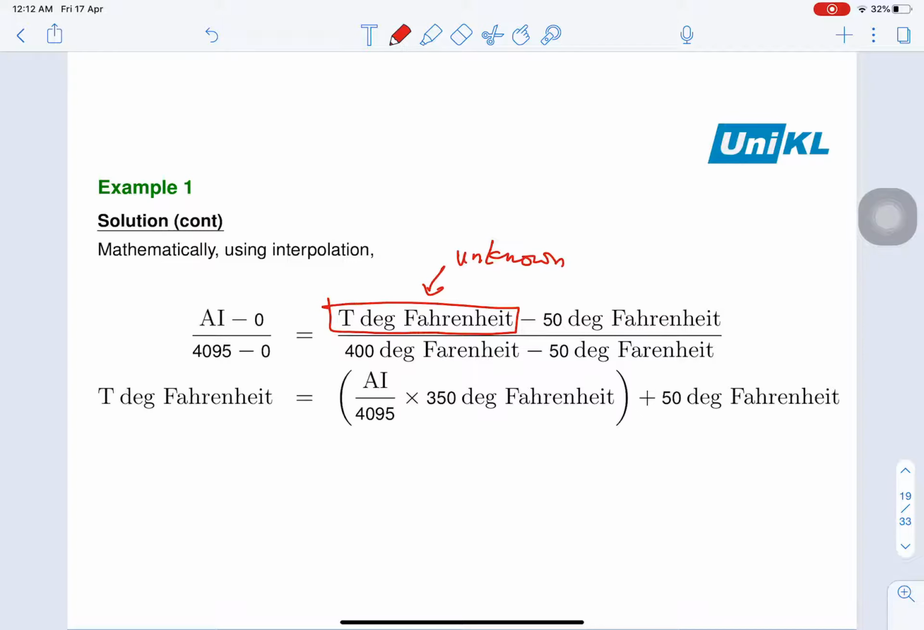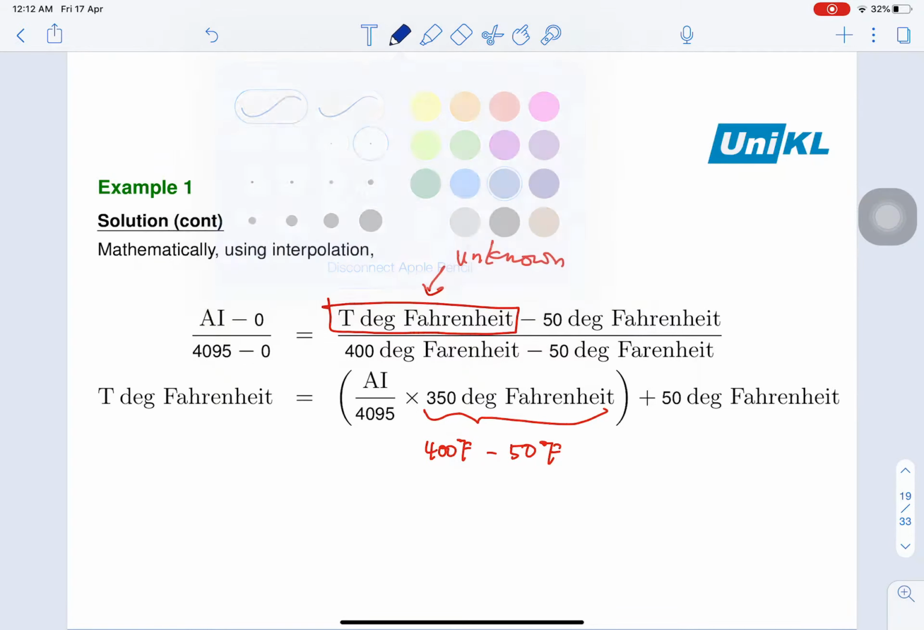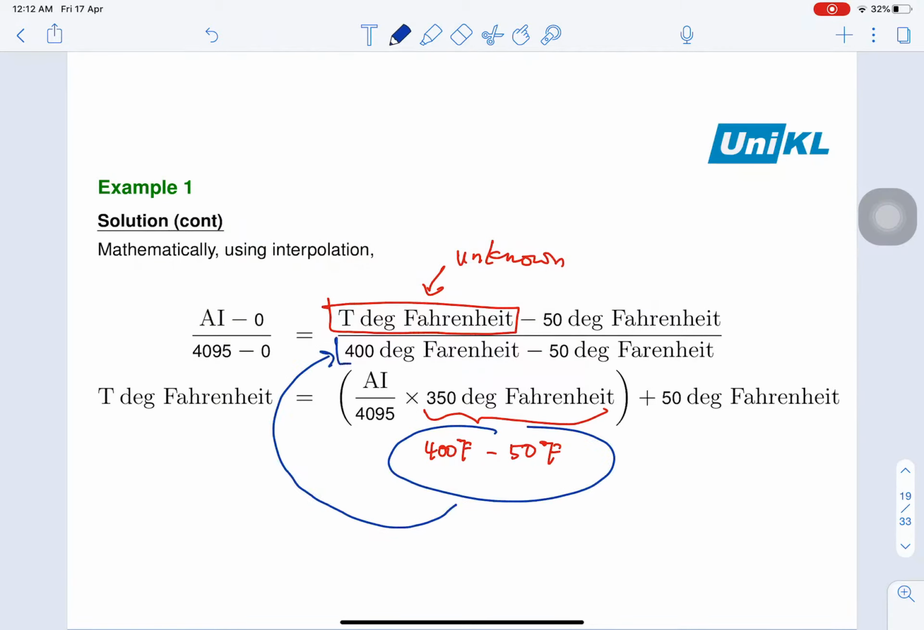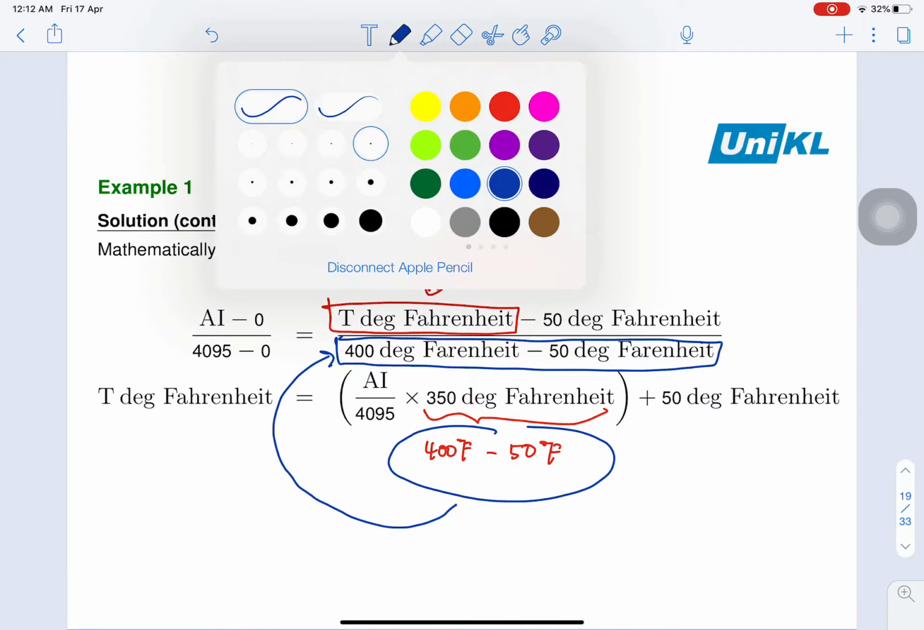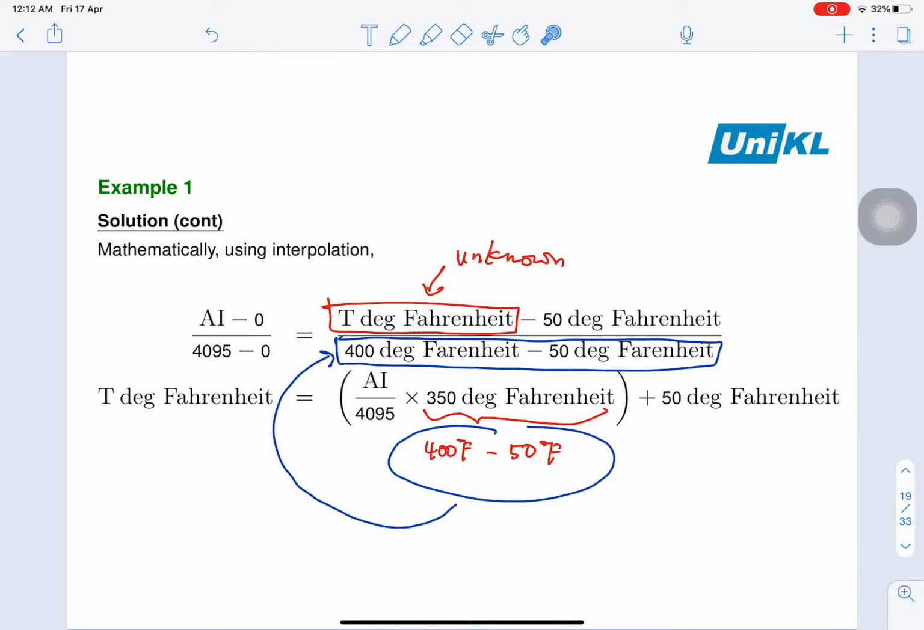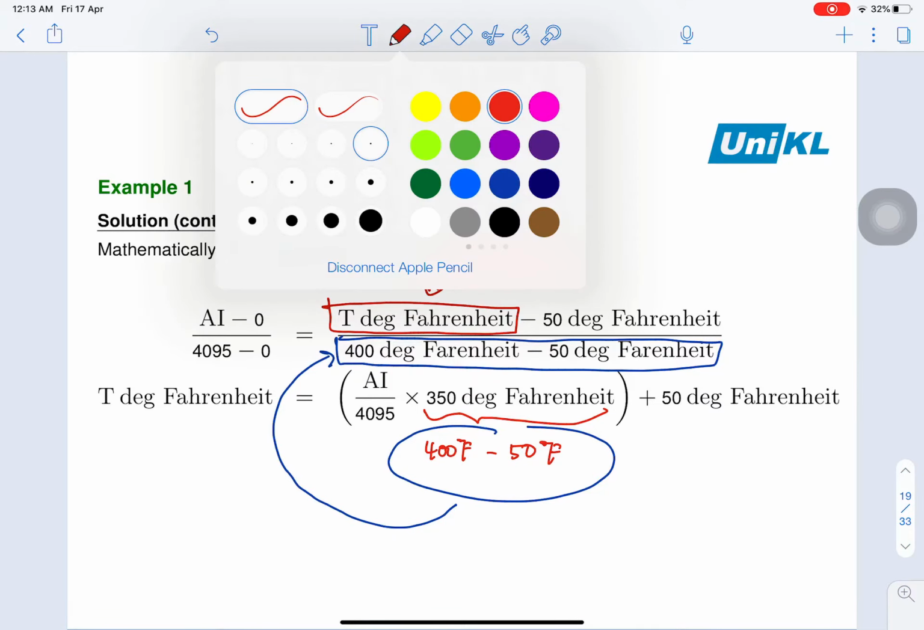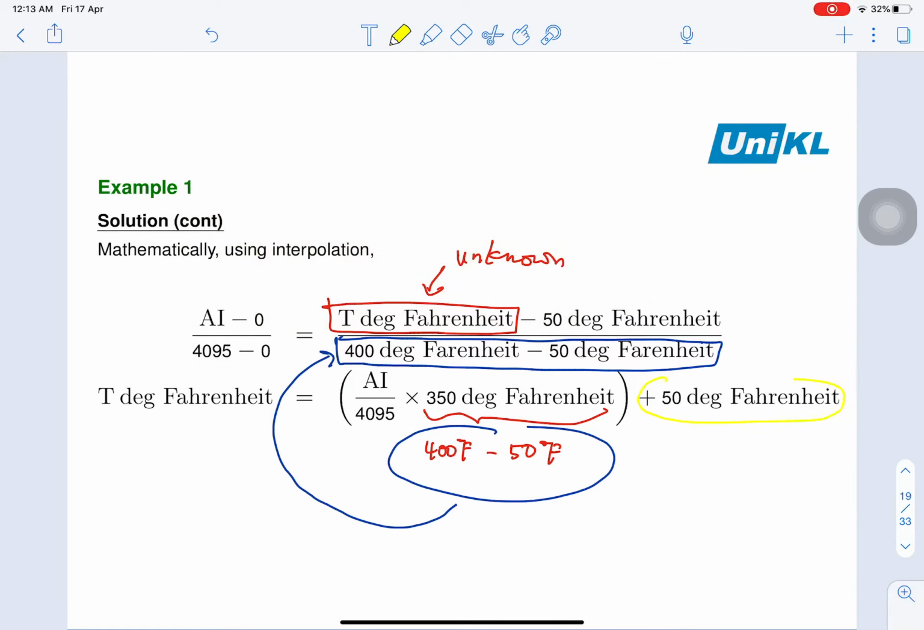So rearrange everything. What we get is the unknown, which is temperature in degrees Fahrenheit, is equal to analog input over 4095 times 350 degrees Fahrenheit, whereby this comes from 400 degrees Fahrenheit minus 50 degrees Fahrenheit, which comes from this one, plus 50 degrees Fahrenheit, which is this one. So this one comes from here.